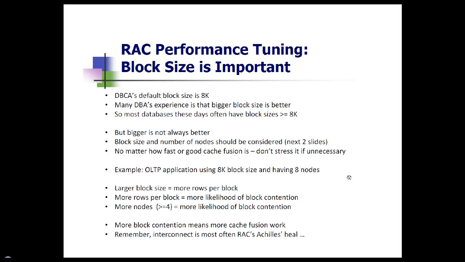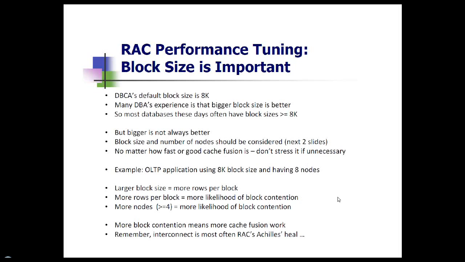You remember Jeremy had a slide a few slides ago that said we ought to find a way to decrease the number of rows that are in a block. Well, one of the ways to do that is to have a smaller block size. So you have to think about the block size and also the number of nodes. We'll talk about that in a few slides here. Because no matter how fast or good cache fusion is, if you stress it or push it artificially, it can buckle, or it can become truly the Achilles heel.